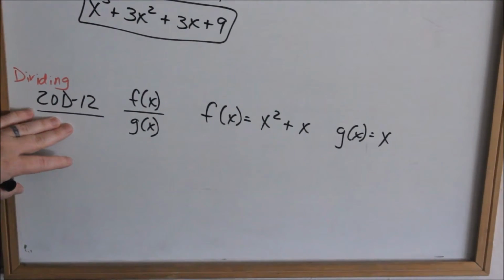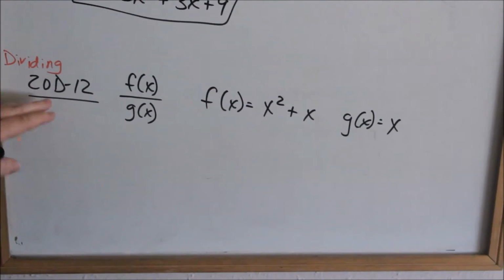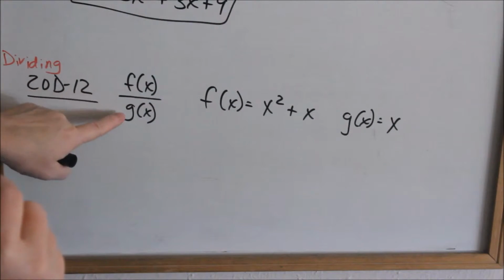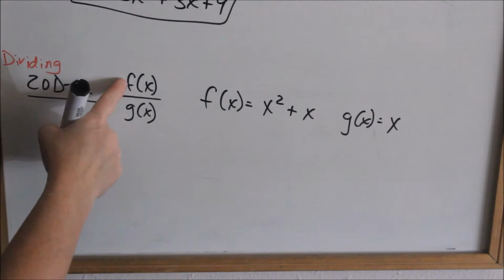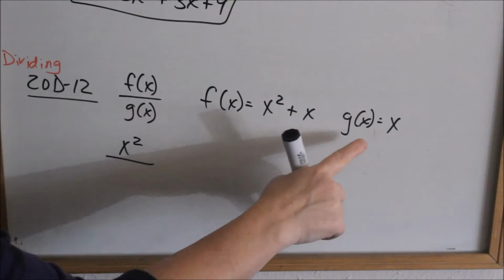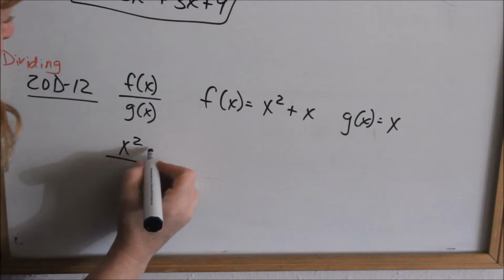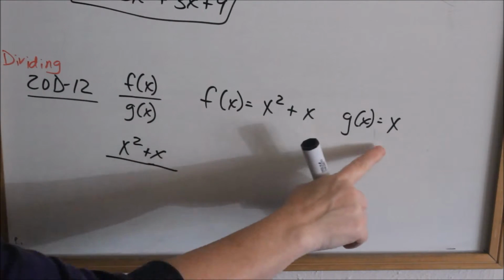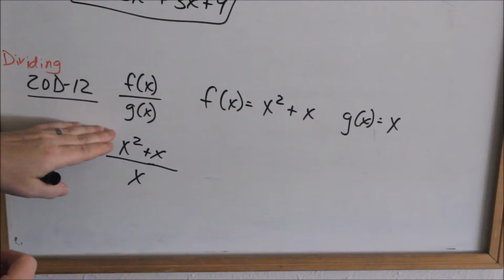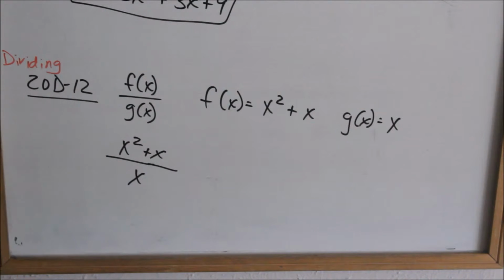Okay, now moving down to 20D on number 12. Here we are dividing functions. You're doing f of x divided by g of x. So f of x, we are told, is x squared plus x, divided by g of x, which is just x. Sometimes you won't be able to simplify these any more than what you have there, but sometimes you can. So you need to look.